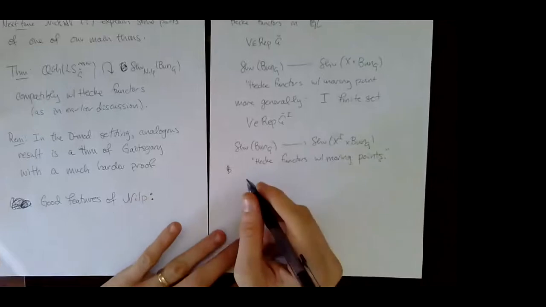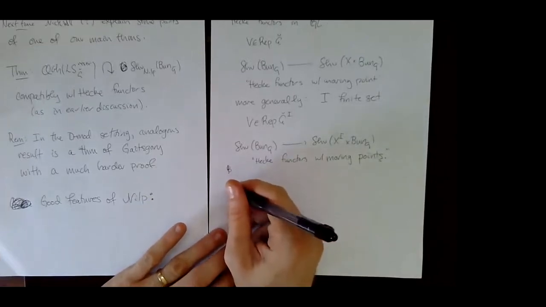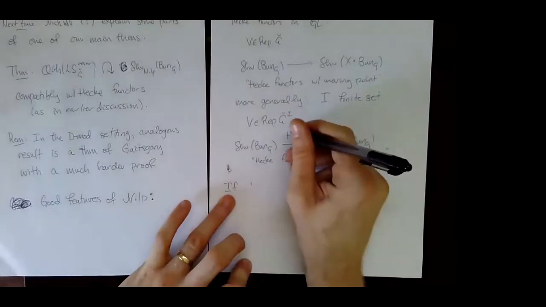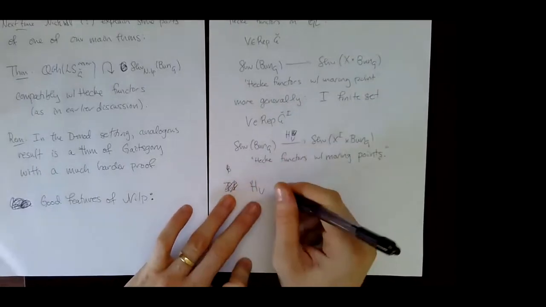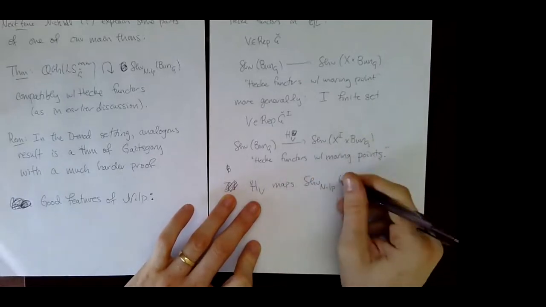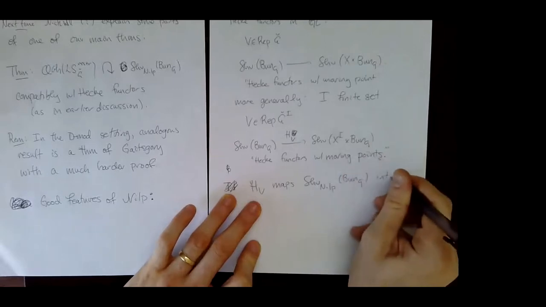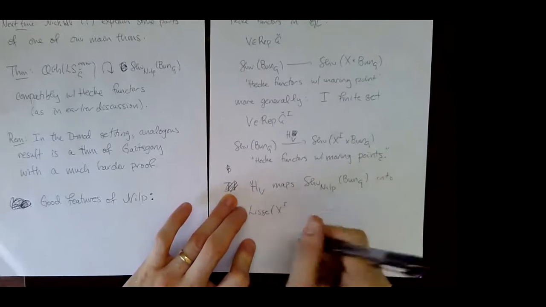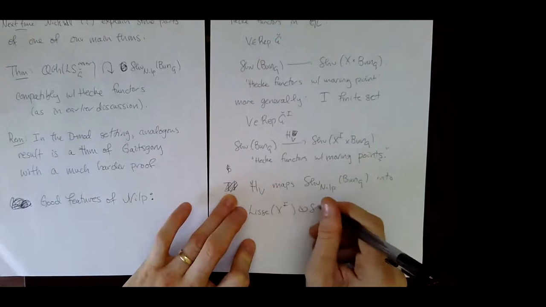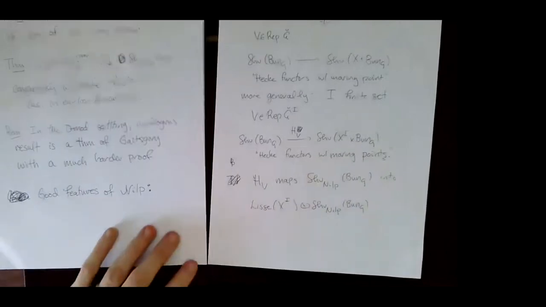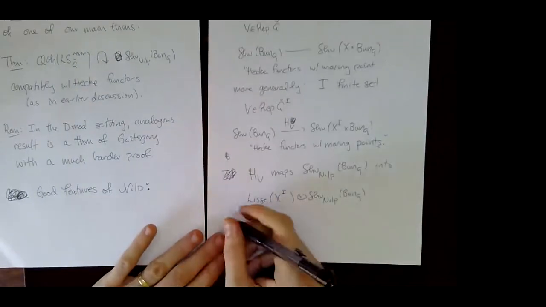And so the special property is that H_V maps this category of sheaves with nilpotent singular support into the category of Lisse sheaves on X^I tensor, in my earlier categorical sense, sheaves with nilpotent singular support on Bun_G. So this is a theorem of Nadler-Yun.